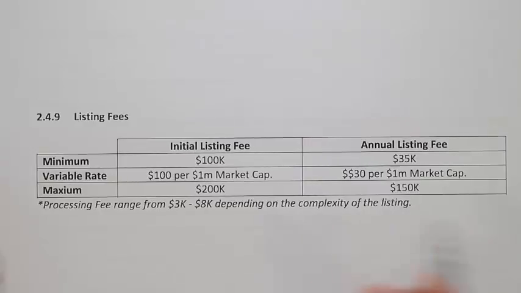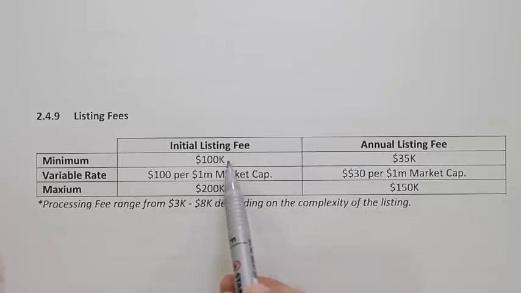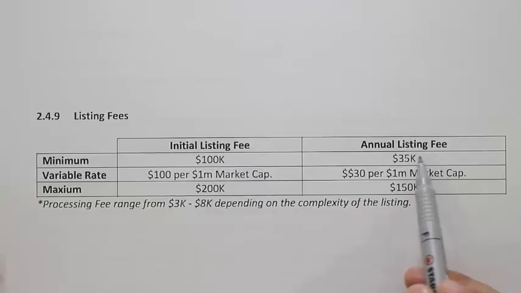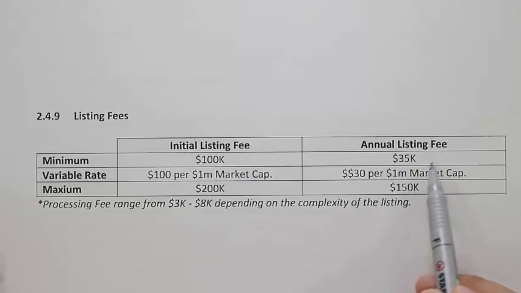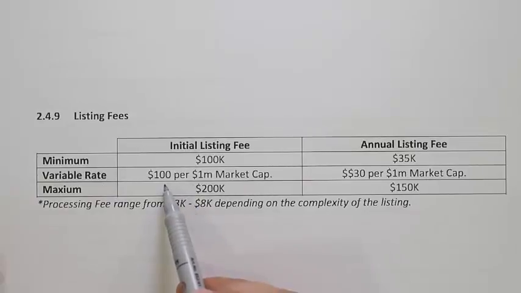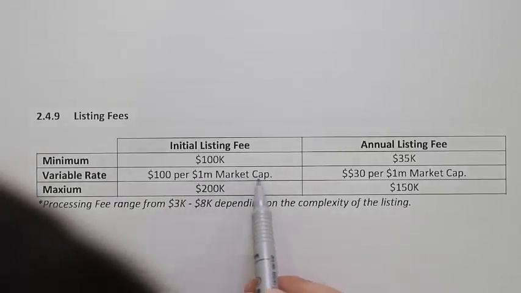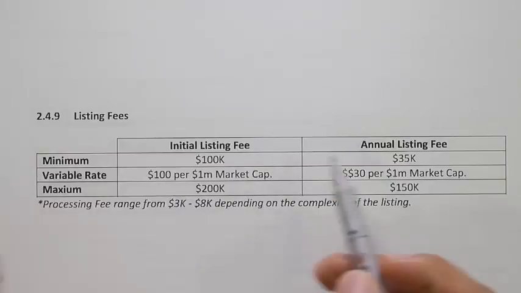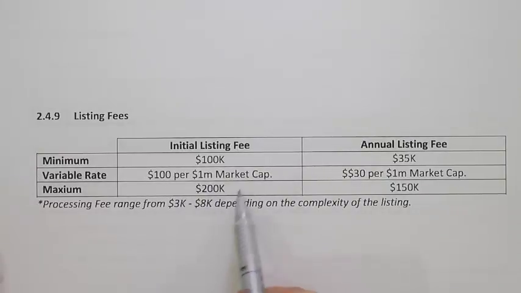These are the listing fees. Initial listing fee is 100K. Annual listing fee will be 35K. Quite profitable for SGX, yeah. And the variable rate is $100 per 1 million of market cap. Sorry, this is 100K. And obviously the maximum is 200K.